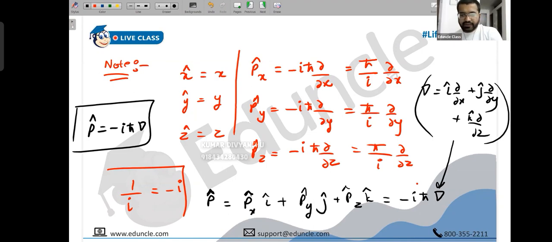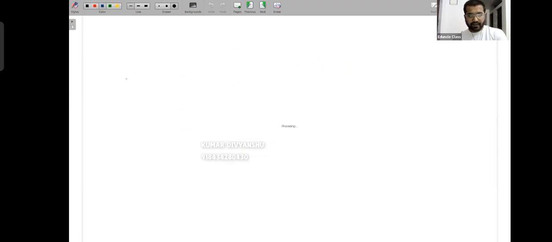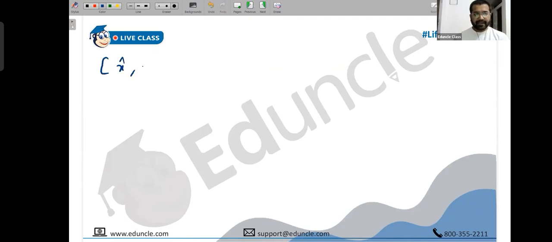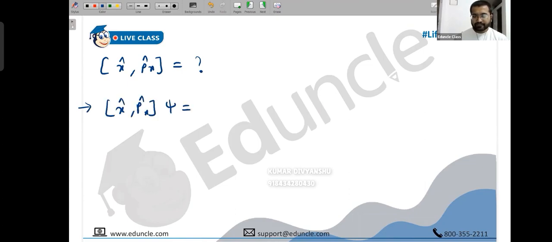So let's calculate a few things in this. I hope you are comfortable so far. Tell me if not. Let's calculate the commutator of x cap, comma, p cap x. It's a question in itself. Never calculate it directly, even though they ask you the value. I have told you this: you will apply a wave function first, basically any function.